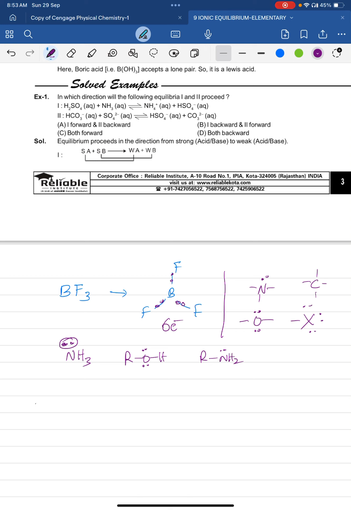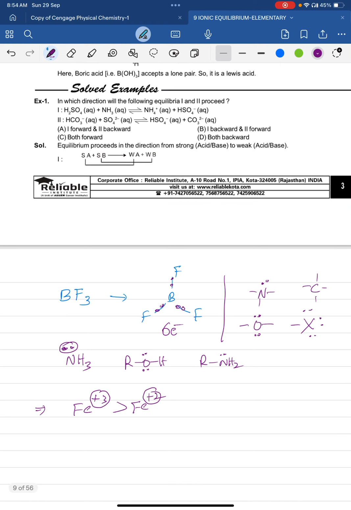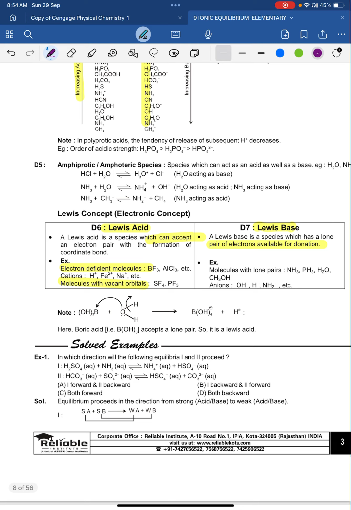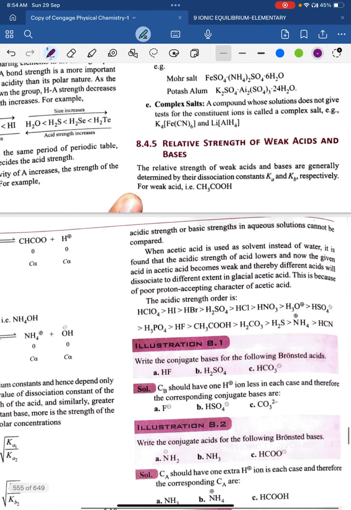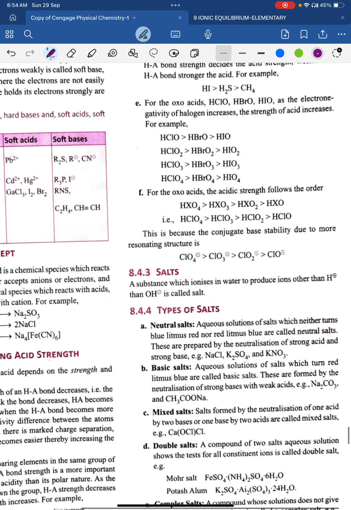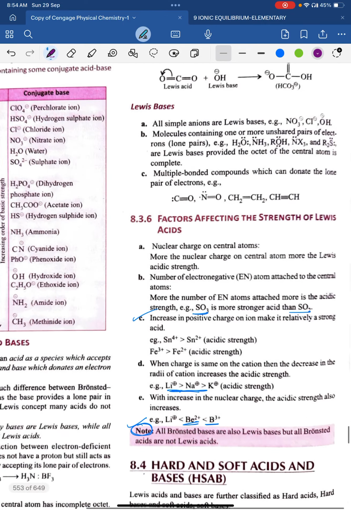Basically, the species with more positive character is the stronger Lewis acid. Compared to these two, this one is more positive, more deficient, and has more Lewis acidic character. Still, we can see more extensions of Lewis acids and bases. So we can look at this book, where these are somewhat extended Lewis acids.